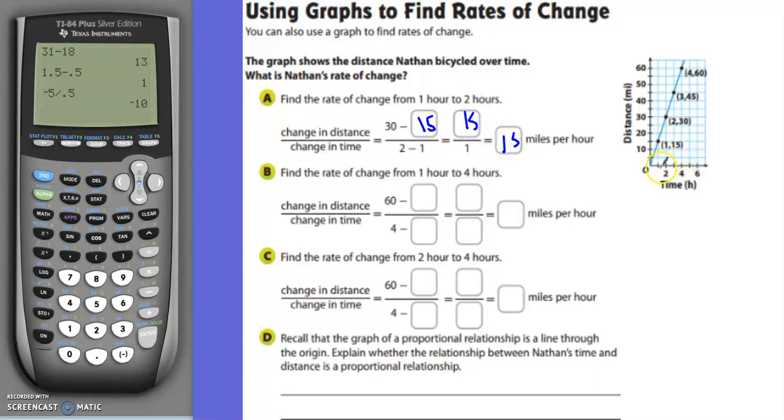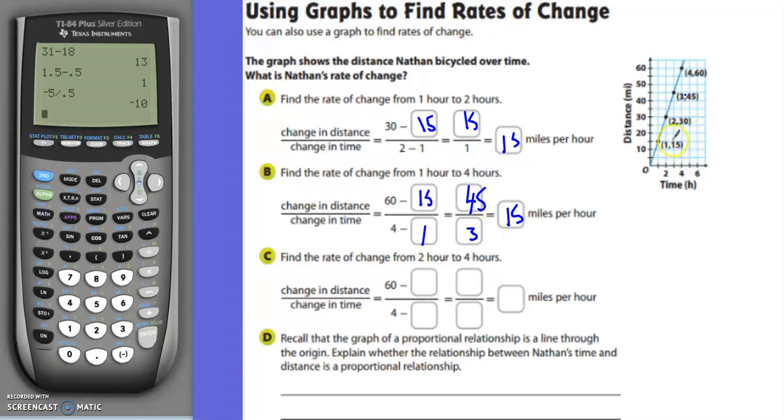All right, between 1 and 4. So we have 60 minus 15 and 4 minus 1. 60 minus 15 is 45. 4 minus 1 is 3. 45 divided by 3 is 15.